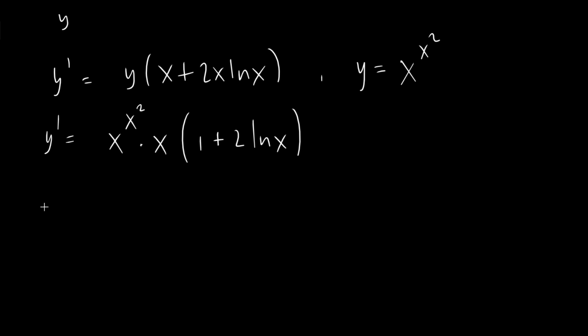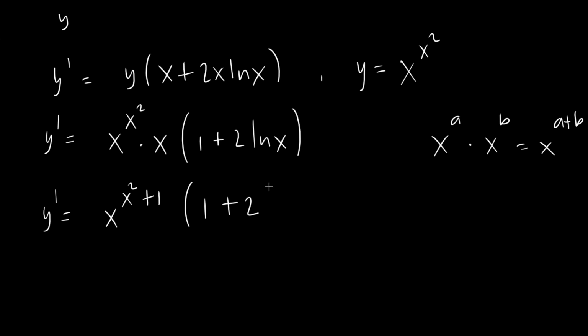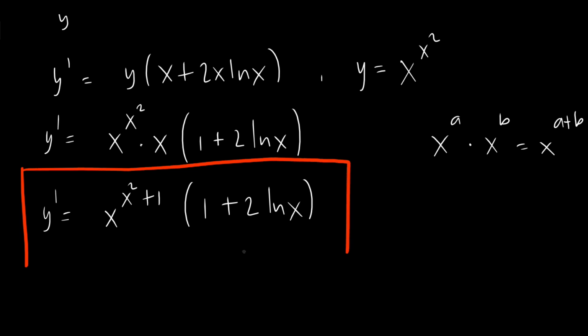So we have y prime is equal to, by the multiplication rule of algebra, x raised to the power of a times x raised to the power of b is equal to x raised to the power of a plus b, since they have the same base. So we have x raised to the power of x squared plus 1 times 1 plus 2 ln of x. This will now be our final answer.